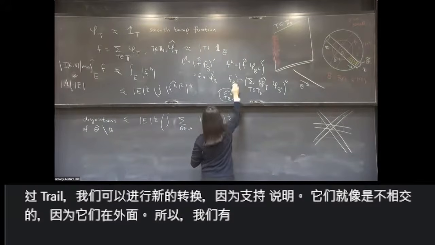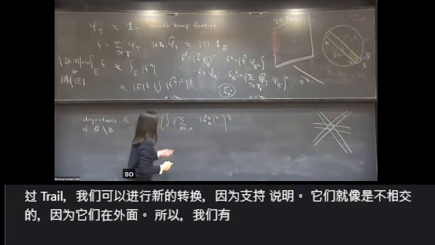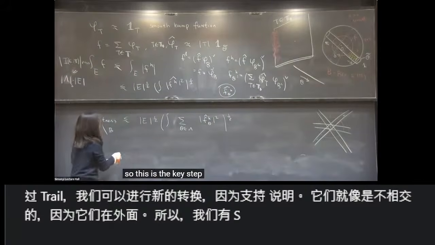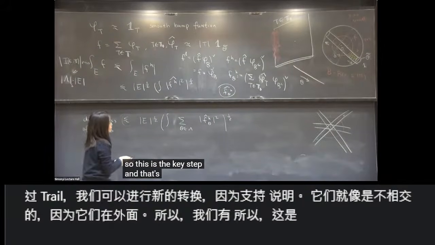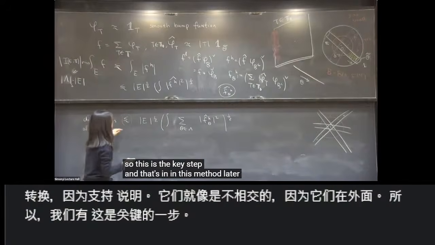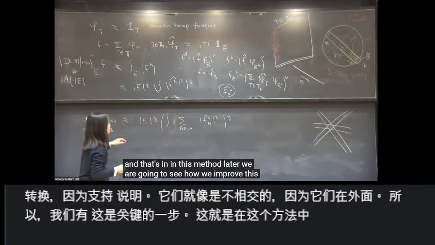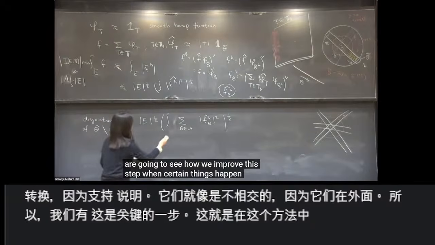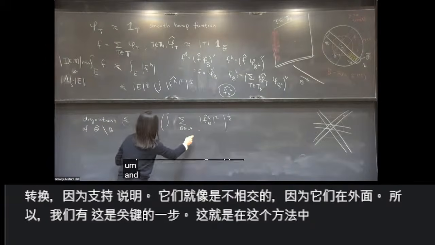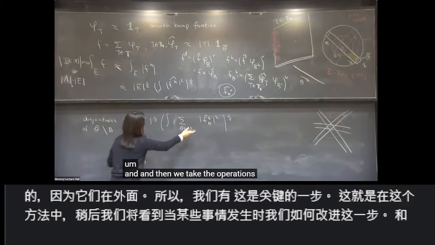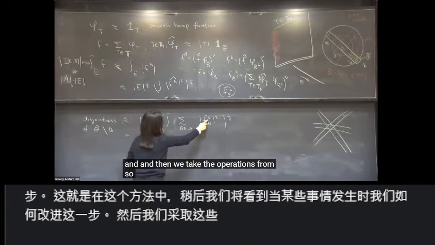That's the definition. And so this is the key step, and that's in this method. Later, we are going to see how we improve this step when certain things happen. And then we take the Fourier transform.